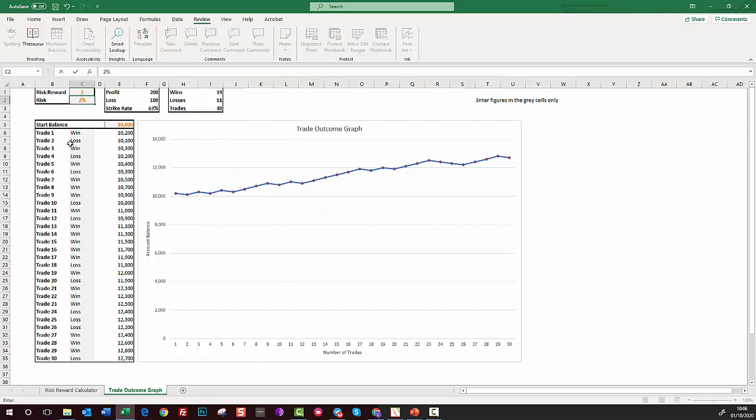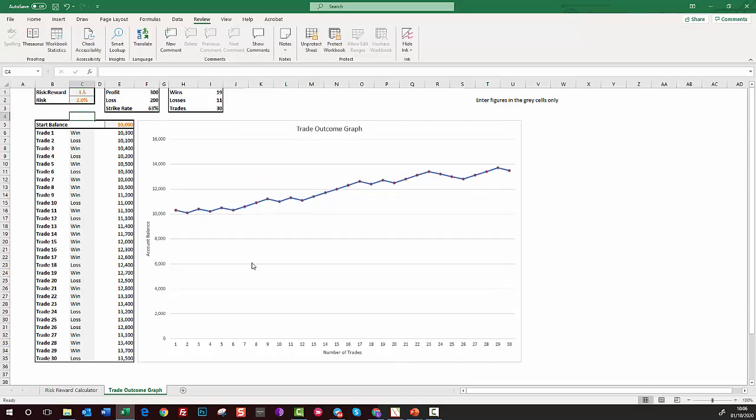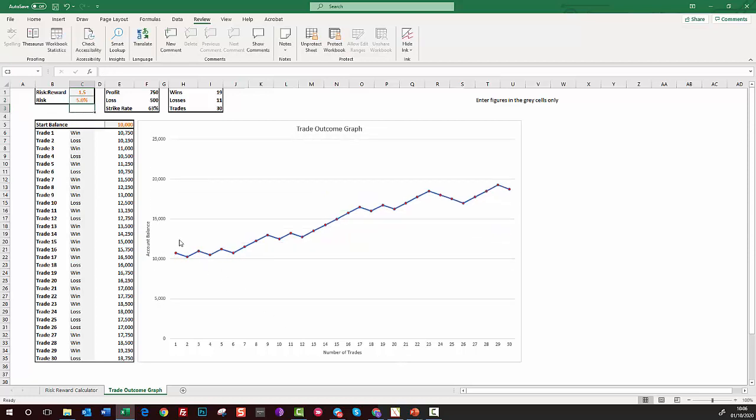So you go to a 2% risk on a 1.5 risk reward. Again, the graph will just adjust basically to show you what could potentially happen to your account depending on what strike rate you can hit, what risk reward you can achieve.